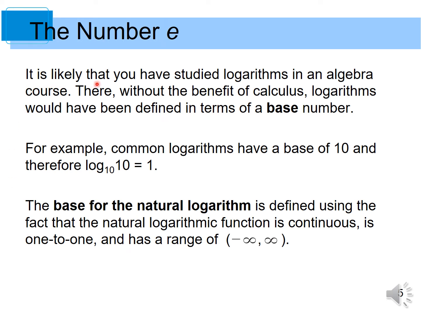It is likely that you have studied logarithms in an algebra course. There, without the benefit of calculus, logarithms would have been defined in terms of a base number. For example, common logarithms have a base of 10, and therefore the log of 10 to the base 10 is equal to 1. The base for the natural logarithm is defined using the fact that the natural logarithmic function is continuous, is 1 to 1, and has a range from negative infinity to positive infinity.